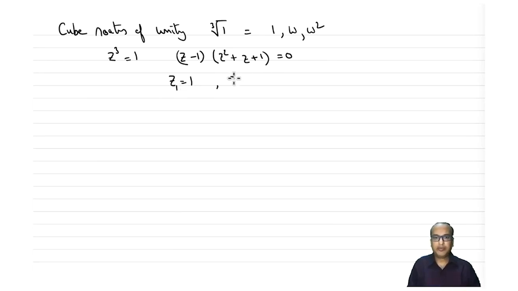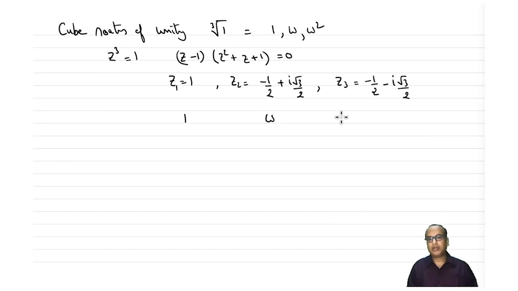we can say z2, z3 will be equal to minus half. This is the quadratic equation, so you can solve it, plus i root 3 by 2, and this is imaginary, so z3 is minus half minus i root 3 by 2. Okay, so now you can call this as 1 and this as omega and this as omega square. That's why I write 1, omega, omega square.